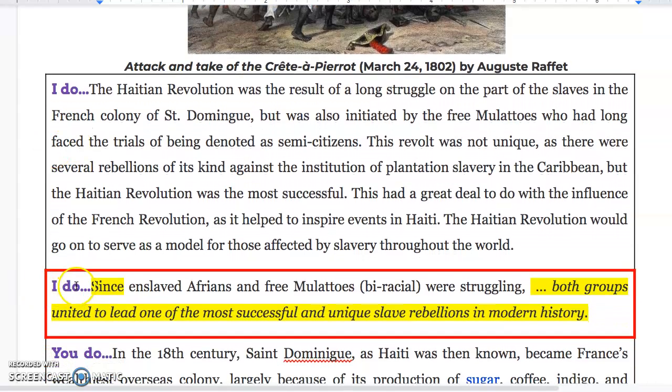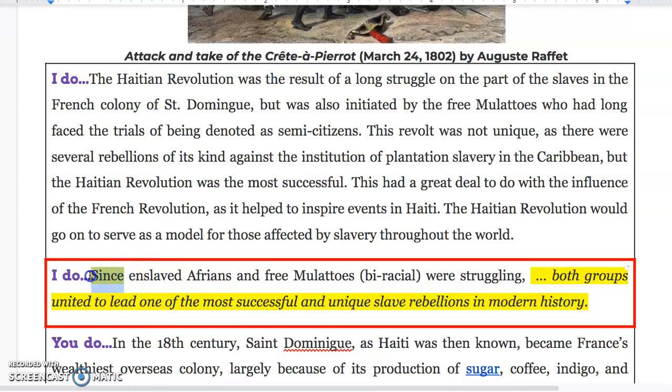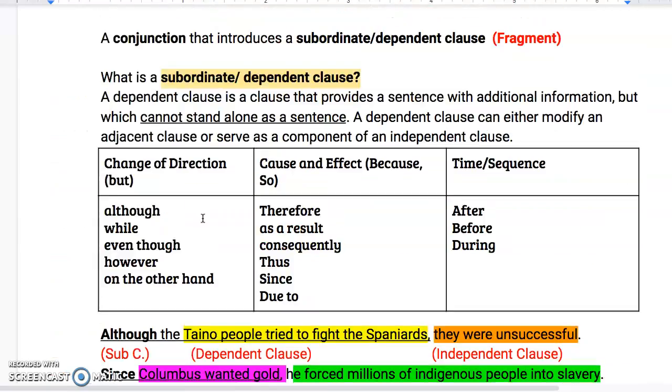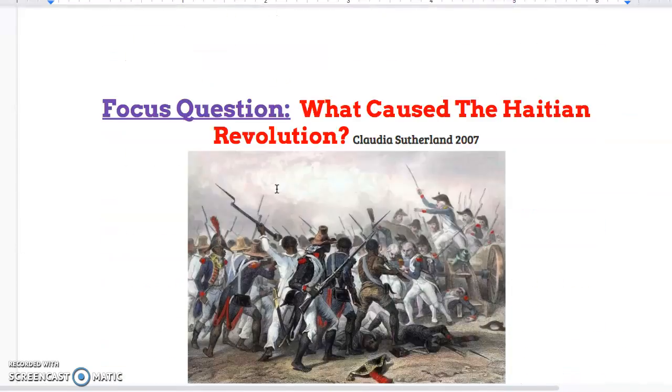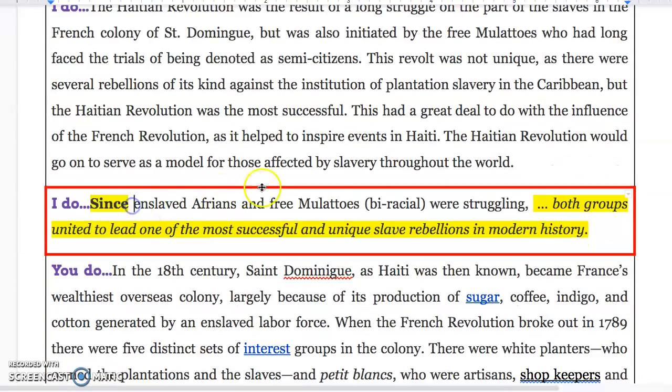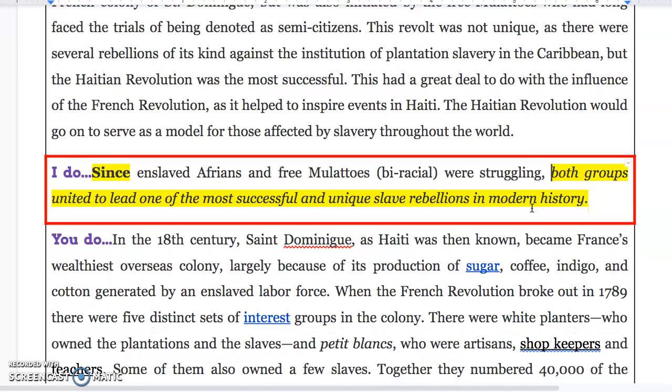So, the subordinating conjunction is since, right? So if I scroll up, I see that since is something that shows cause and effect. So I know that we're going to be looking at some type of cause and effect. So since enslaved Africans and free mulattoes were struggling, both groups united to lead one of the most successful and unique slave rebellions in modern history, right? So this is what was given, right? And this is what I came up with, okay? I'm going to go ahead and delete this because this is going to be one sentence, okay?